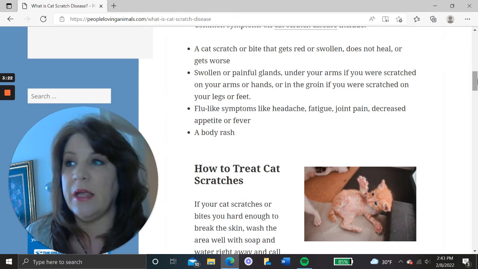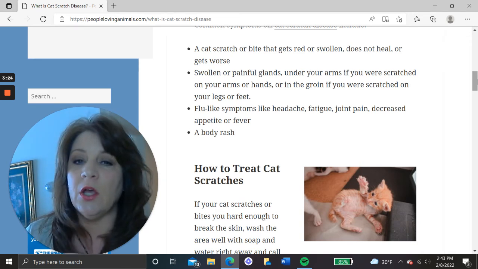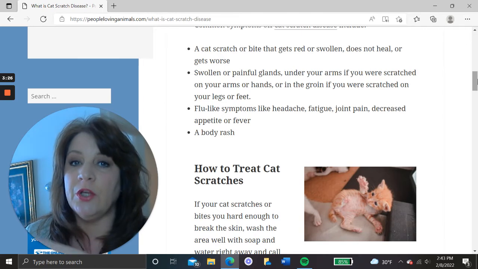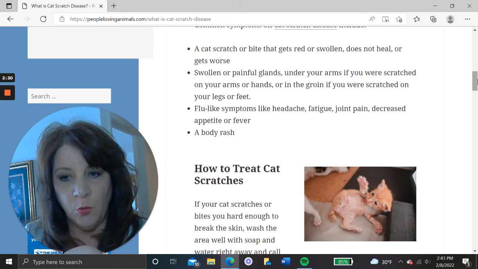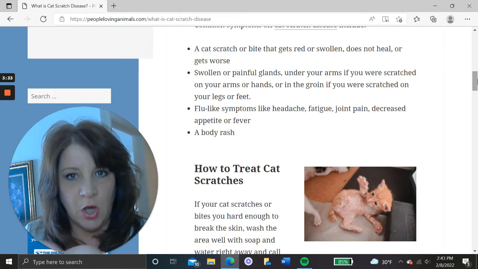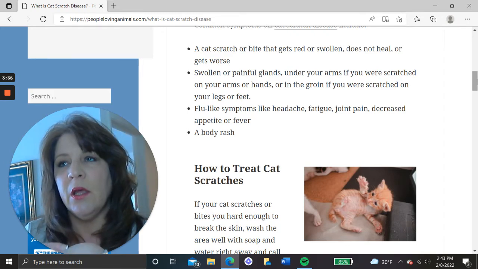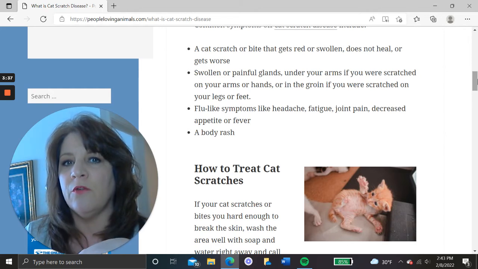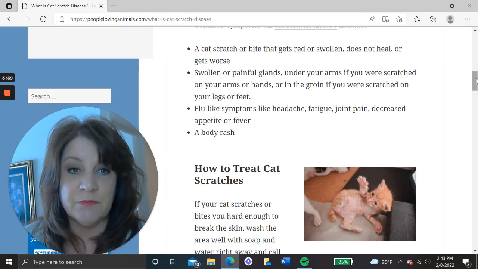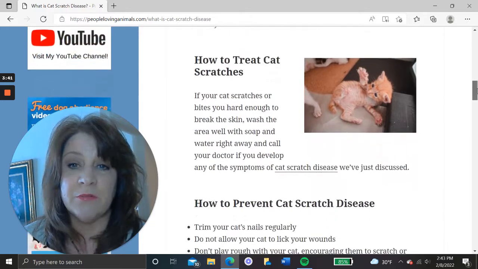Okay, so if the cat bit you a week ago and now all of a sudden you don't feel good, just if your cat scratches you or bites you to the point where he draws blood, he breaks the skin, then you should be kind of making a note of how you're feeling, okay? Just to make sure you're not having any of these symptoms.